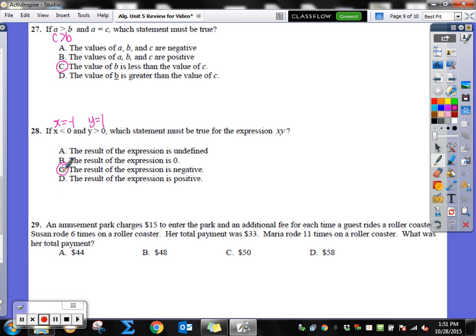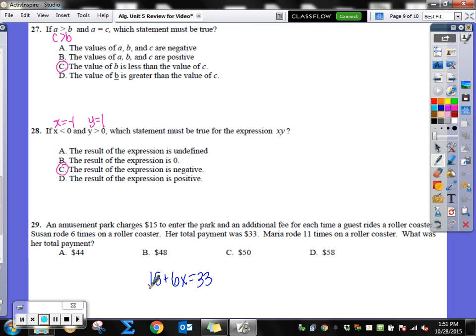29, an amusement park charges $15 to enter, and then an additional fee for each time a guest rides a roller coaster. Susan rode 6 times, and her total payment was $33. Maria rode 11 times. What was her total payment? So first we need to calculate how much it was each time they rode a roller coaster using Susan's visit. So we know that it costs $15 to get in, and we know that Susan rode the roller coaster 6 times. So I'm going to say 6 times x, and her total payment was $33.